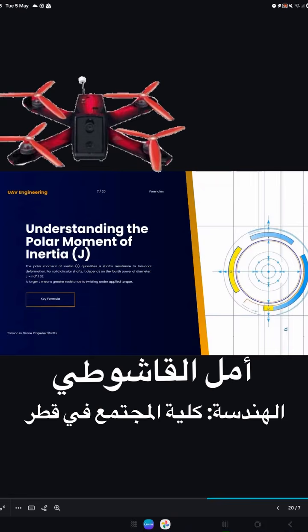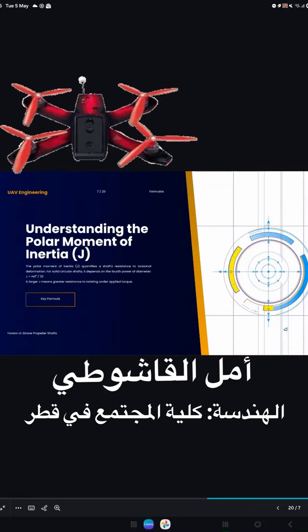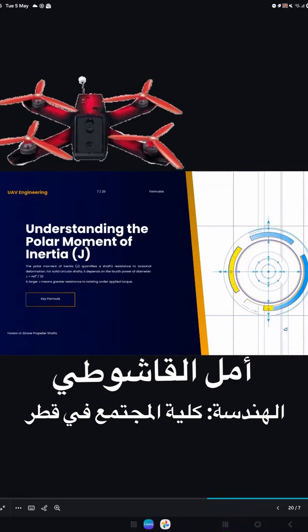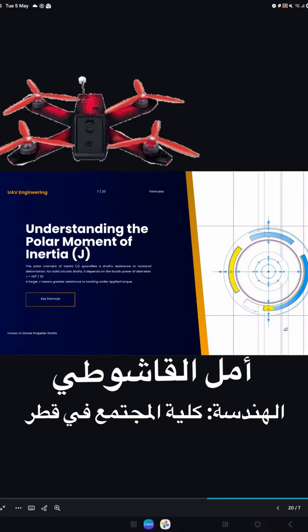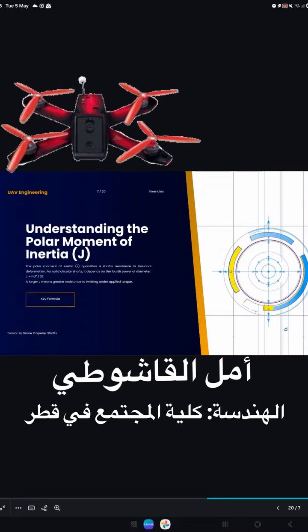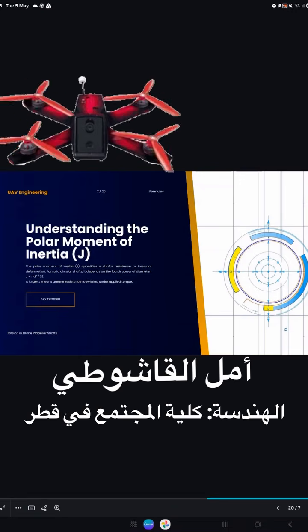Understanding the polar moment of inertia. The polar moment of inertia quantifies a shaft's resistance to torsional deformation for solid circular shafts. It depends on the fourth power of diameter. A larger J means greater resistance to twisting under applied torque.